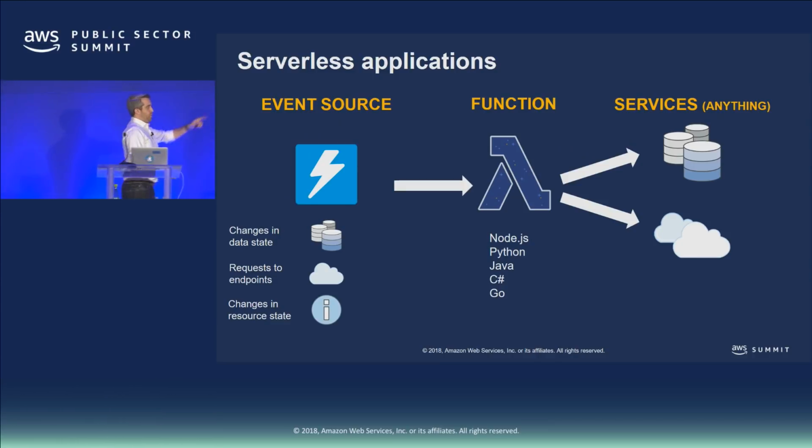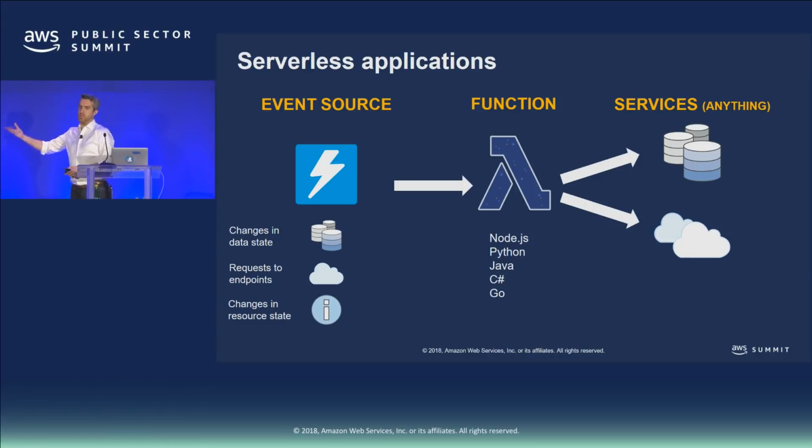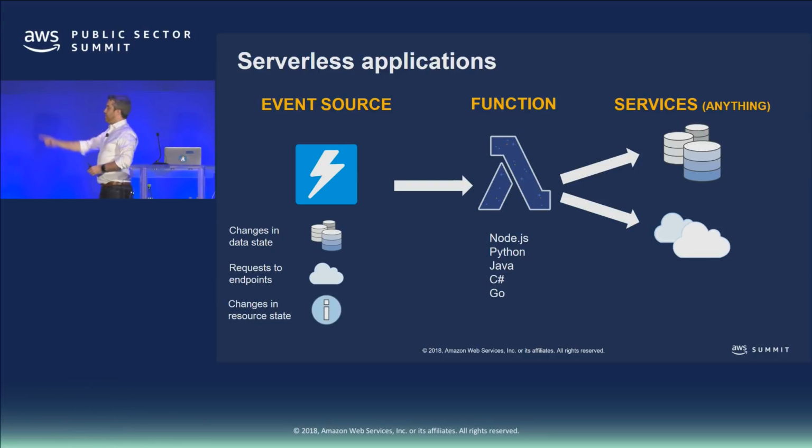So you write your code, you upload it to the Lambda service, you configure an event source. There's about 30 or so plus services today that can invoke Lambda functions from AWS. It also has an API that you can use to plug into your application code wherever you want. And when an event comes in, it causes a Lambda function to be triggered.